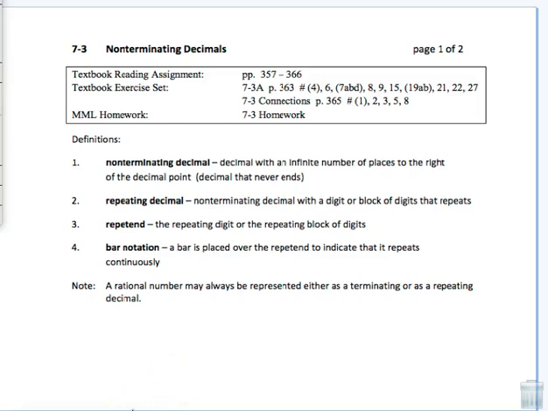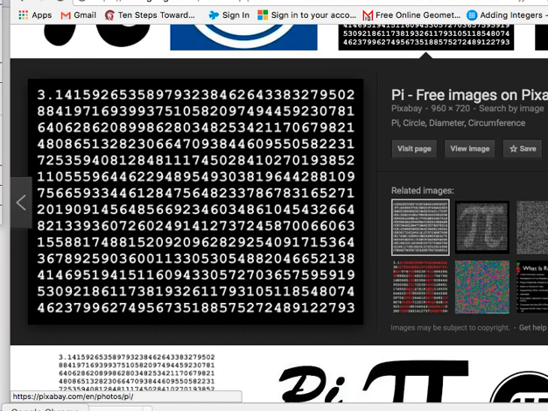Today we will look at non-terminating decimals. The definition of that is a decimal with an infinite number of places to the right of the decimal point, or basically a decimal that never ends. One that's really famous and well known is pi. The number pi is approximately 3.1415, but it is a decimal that is never ending.